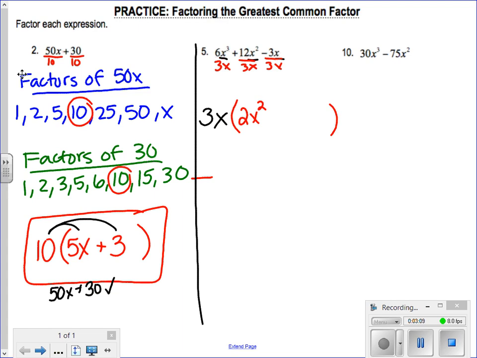12x squared divided by 3x is 4x. And negative 3x divided by 3x, so a negative divided by a positive, is negative 1. That's your final answer for number 5.